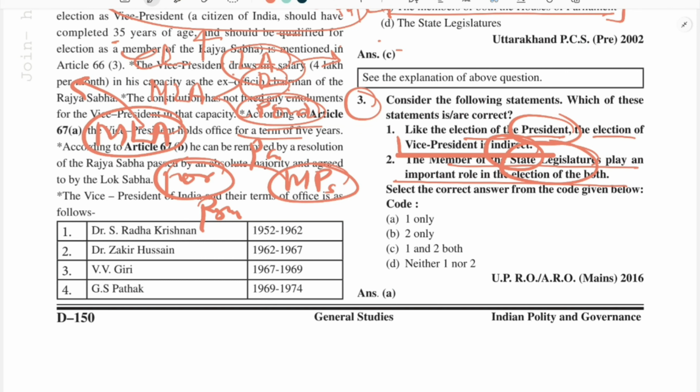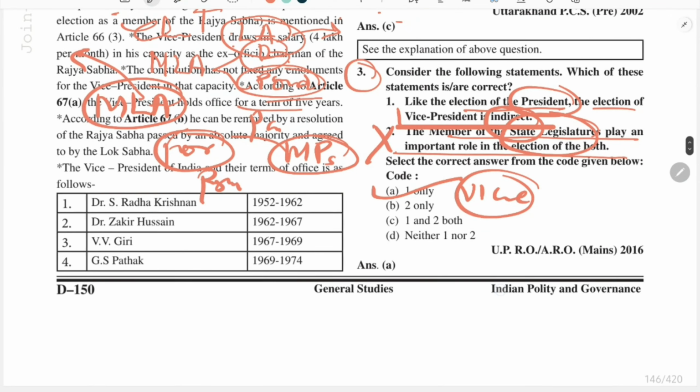So there should not be any bias toward the center. States must also have a say. So the state legislatures are also involved. The members of state legislature are also involved in the election of president. But in the election of vice president, I told you that they are not involved at all. So the second statement is wrong, and only the first statement is correct.